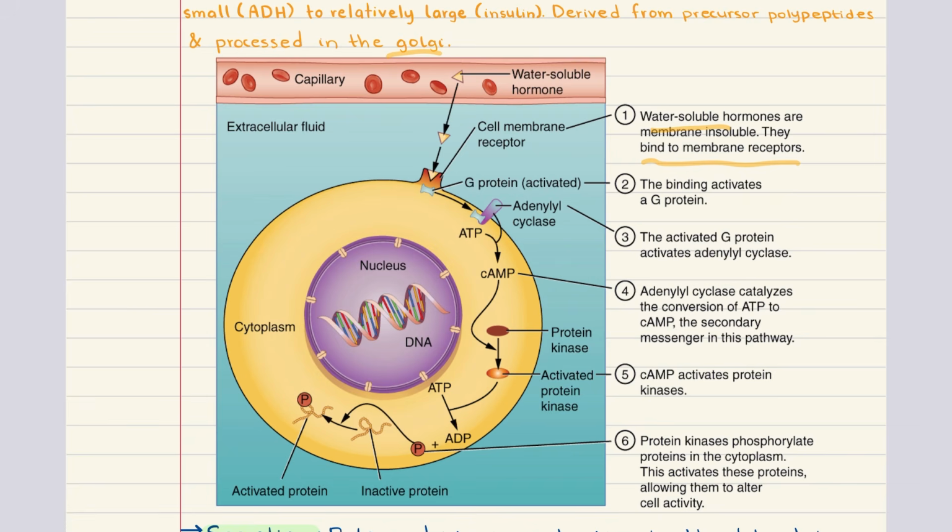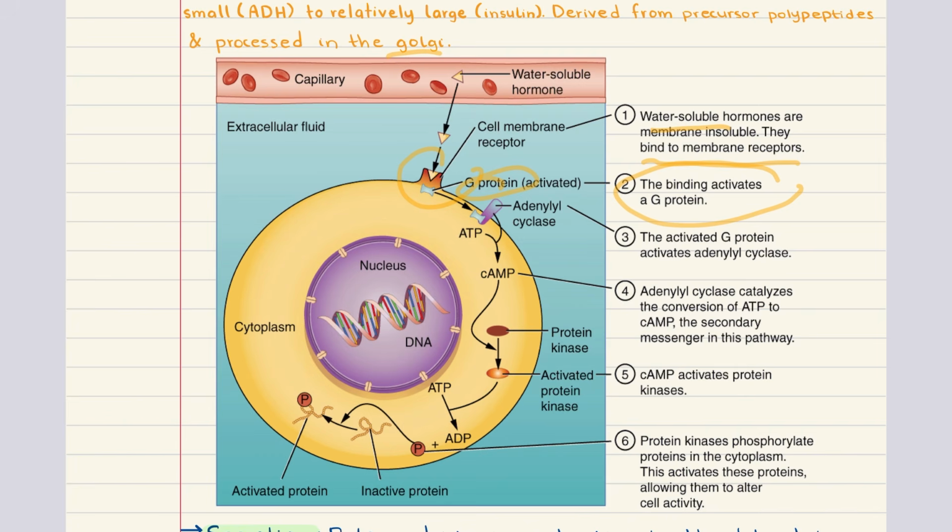With that being said, let's actually walk through the mechanism of action using a classic second messenger pathway. When a peptide hormone, let's say something like epinephrine, binds to a receptor on the outside of the cell, it doesn't enter the cell itself. Instead, it acts as a first messenger, and it's going to trigger the activation of a G protein on the inside of the membrane. This G protein is then going to activate an enzyme called adenylate cyclase.